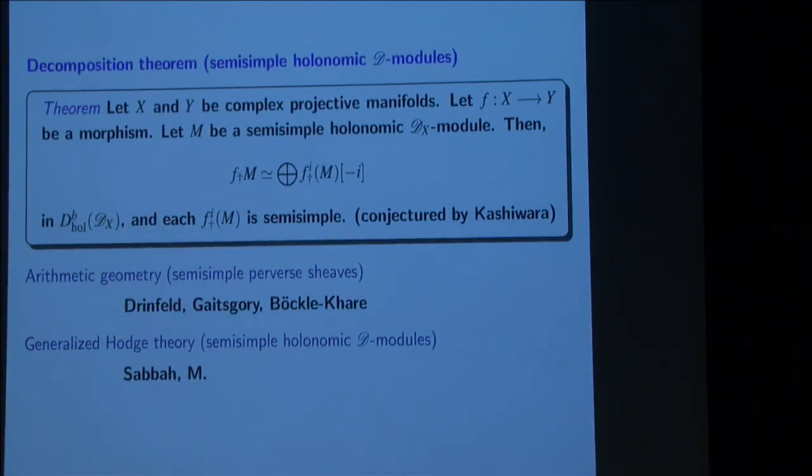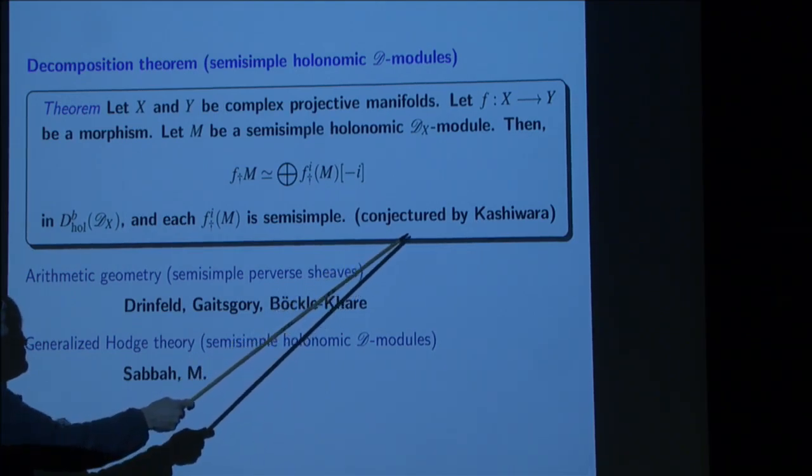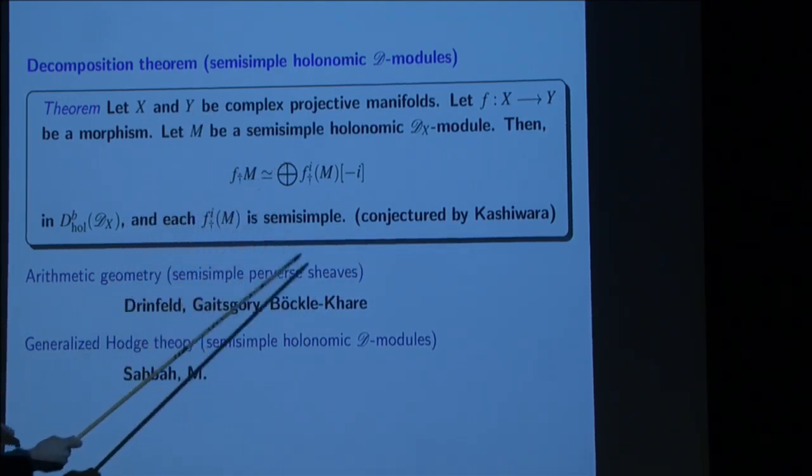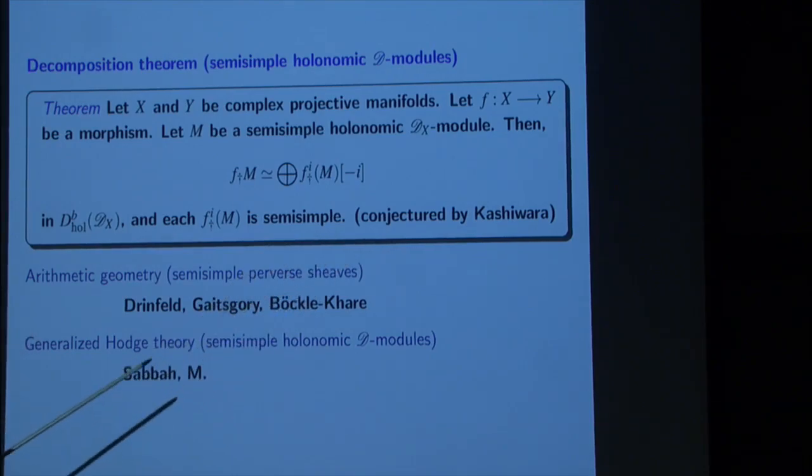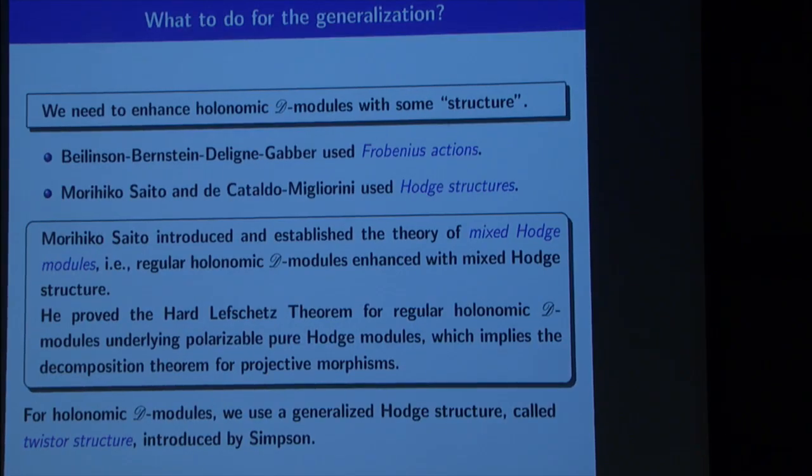Is this a theorem or a conjecture? This is a theorem, originally conjectured by Kashiwara. And what is the difference between this theorem and the one on the previous slide? It seems that the geometric origin is replaced by holonomic. Yes. So in the previous theorem, sorry, I'm wrong.